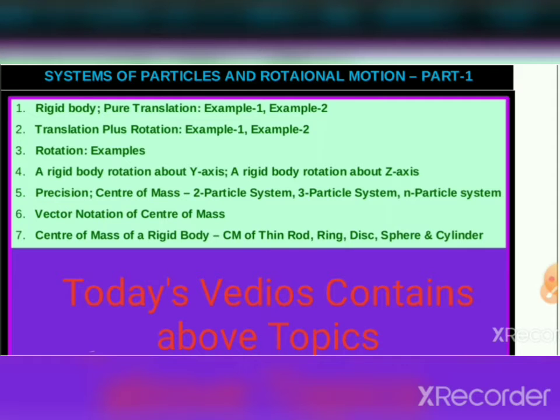Vector notation of the center of mass of a rigid body, of a thin rod, ring, disc, sphere and cylinders. This we are going to talk about in this video.